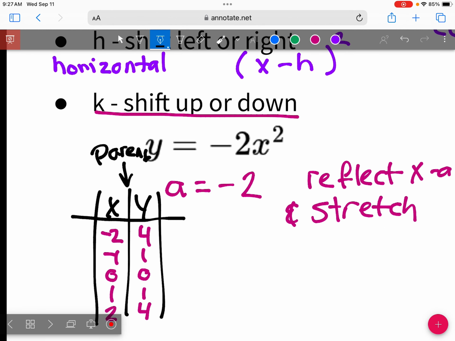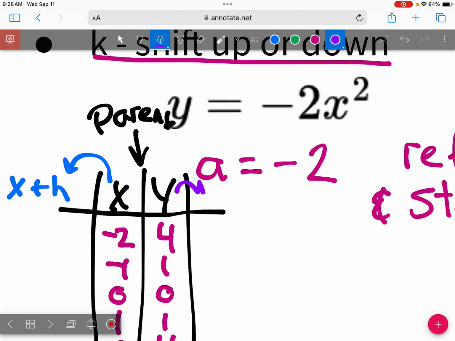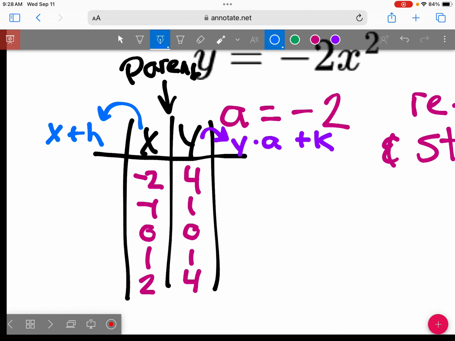And then I do my transformations to the outside. You can do this however you want. If you want to do 2 separate tables, if you like to make one giant table, however you want to do it. Usually we take our x plus h and our y times a plus k. We apply our y transformations, so our reflect and our vertical, to the y, and we take our horizontal transformations and apply it to the h. So in this one, we don't have any h transformations, so my x's are just going to be exactly what they are. -2, -1, 0, 1, and 2.